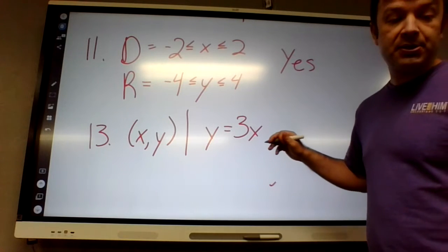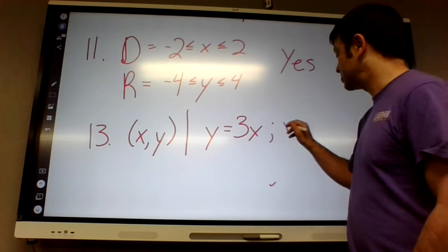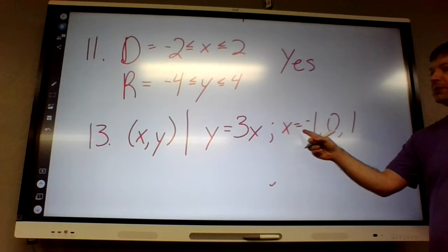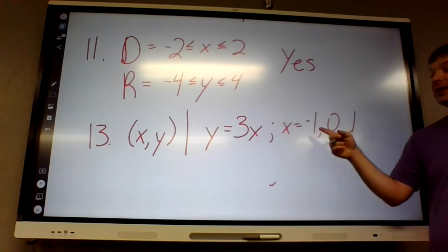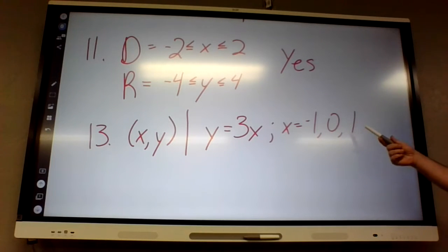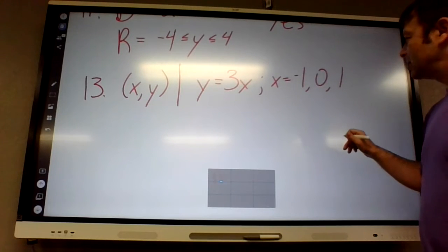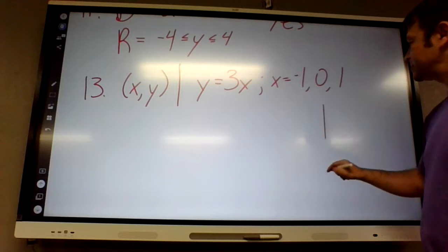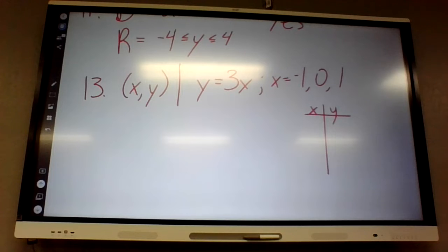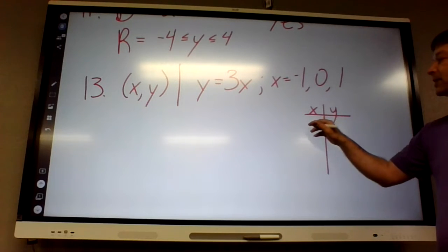Then it says x equals... What do you think this is telling us? What x is equal to? Okay, this is the domain. These are the x values we're supposed to use. I guess here's how I want you to do it. Make a little table with x and y. Guess what I'm going to put on the x side of the table? The domain. Yeah, those three numbers that they gave us.